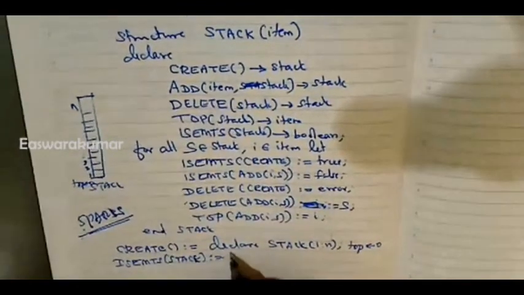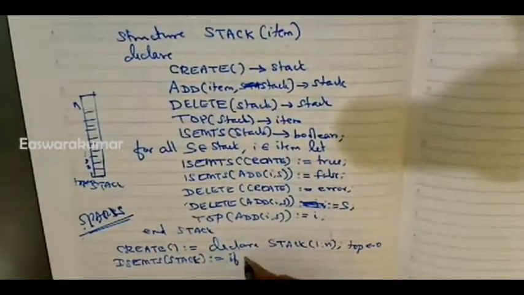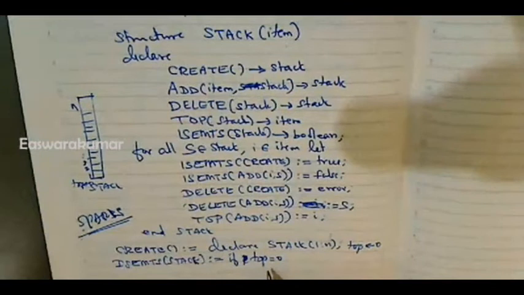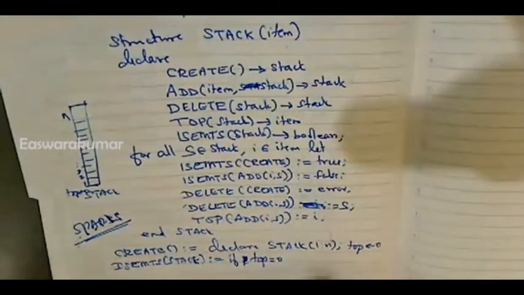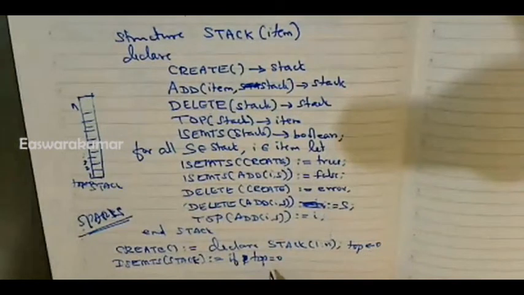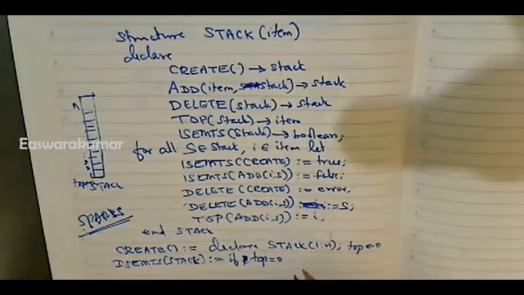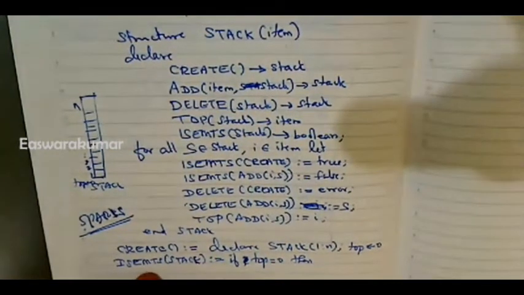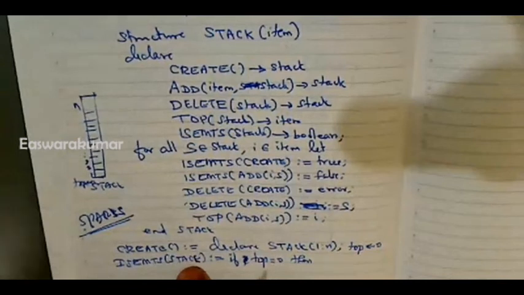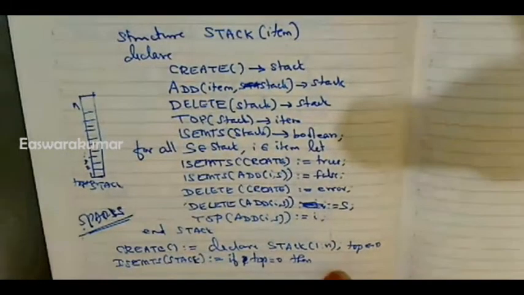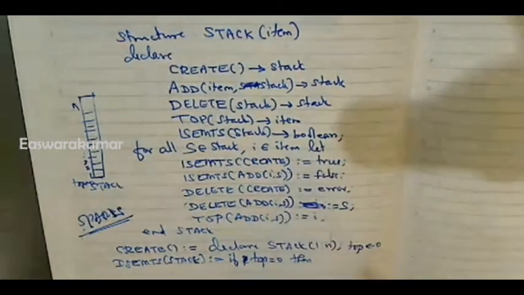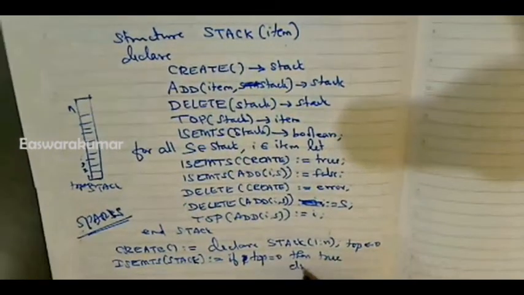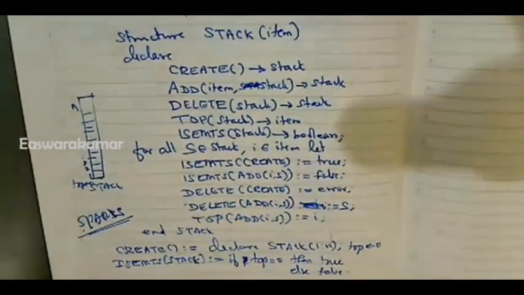Therefore, what we have to do is check the value of the top pointer. So if top is equal to 0. This is an assignment, this is comparison. The difference here is, this is assignment, this is comparison. Okay. So if top is equal to 0, then empty stack is true, right? It will return Boolean. Then we can say true. Else it will return false.